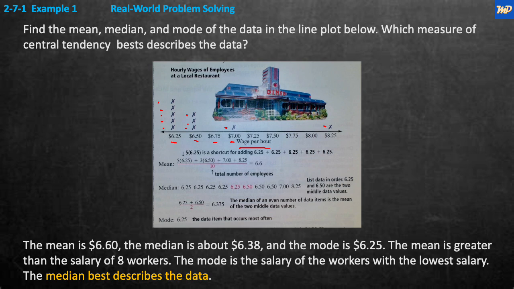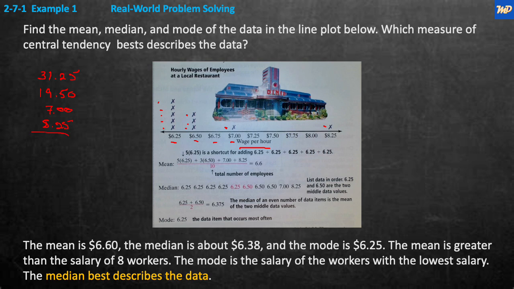Well, if we do that, we're going to come up with 6.25 times 5, which is going to be 31.25. I'm going to write it down here. 6.50 times 3 is going to be 18 plus $1.50, which is 19.50. And then there's one for $7 and one for $8.25.